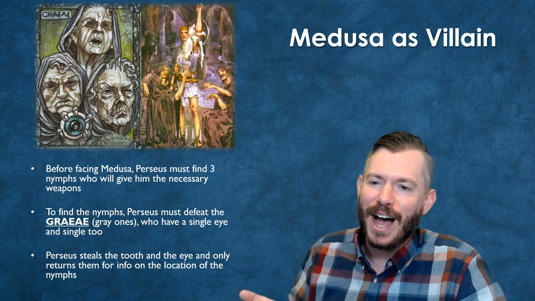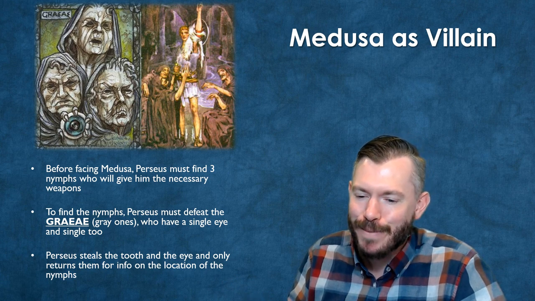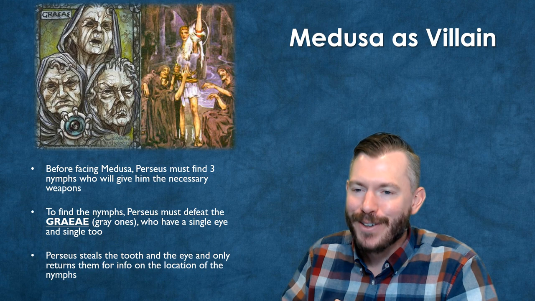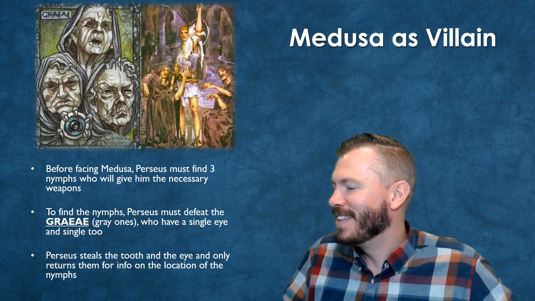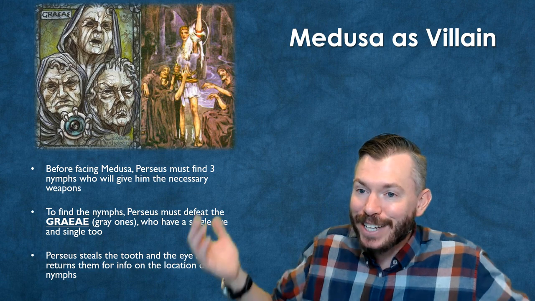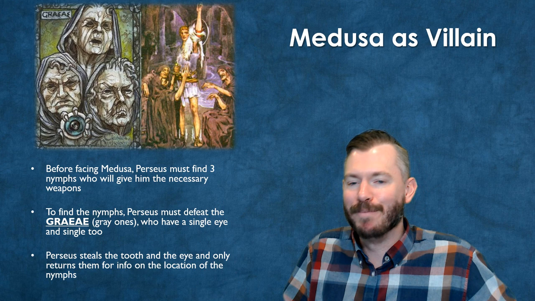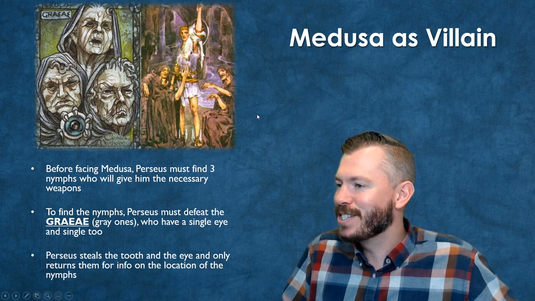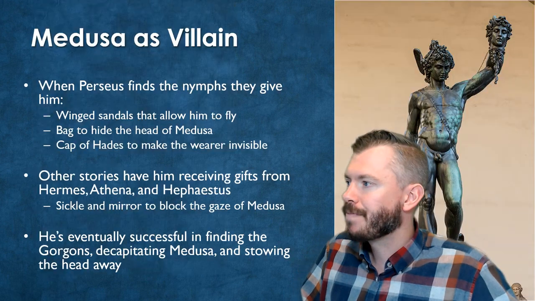But Perseus, I kind of feel bad. Perseus steals their eye and their tooth. And he's like, I'm not giving your eye or your tooth back until you tell me where these nymphs are. And I don't know, it's kind of a jerk move. But eventually the Gray Eye have no choice. They reveal the location of the nymphs. And then Perseus is able to go get the weapons that he needs to defeat Medusa.